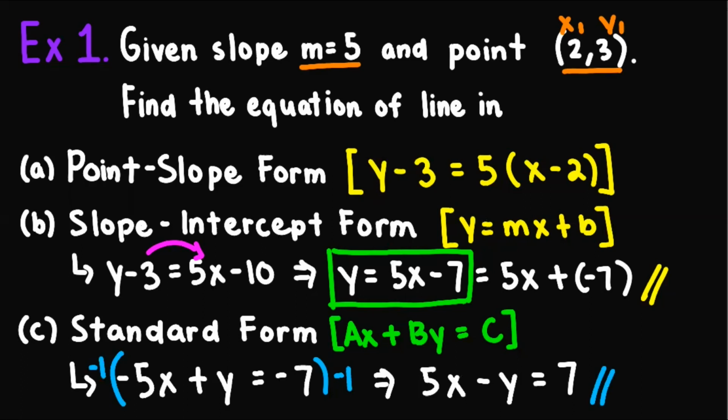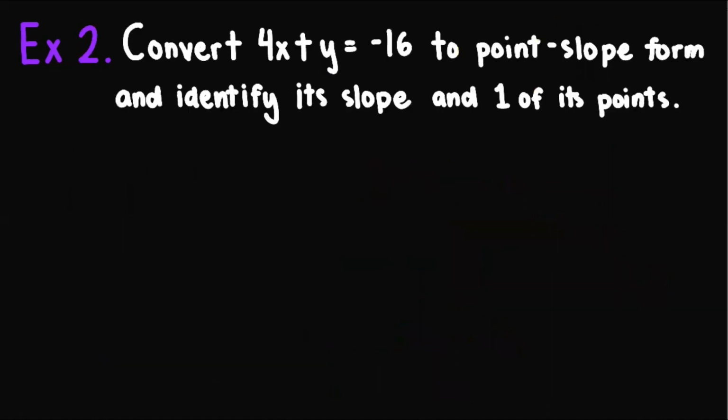So as you can see, given just the slope and a point, we can find the equation of a line in 3 forms. Let's have the second and final example. So for this, we are tasked to convert 4x plus y equals -16 to point-slope form and identify its slope and one of its points. So feel free to pause this video to try this out for yourself.